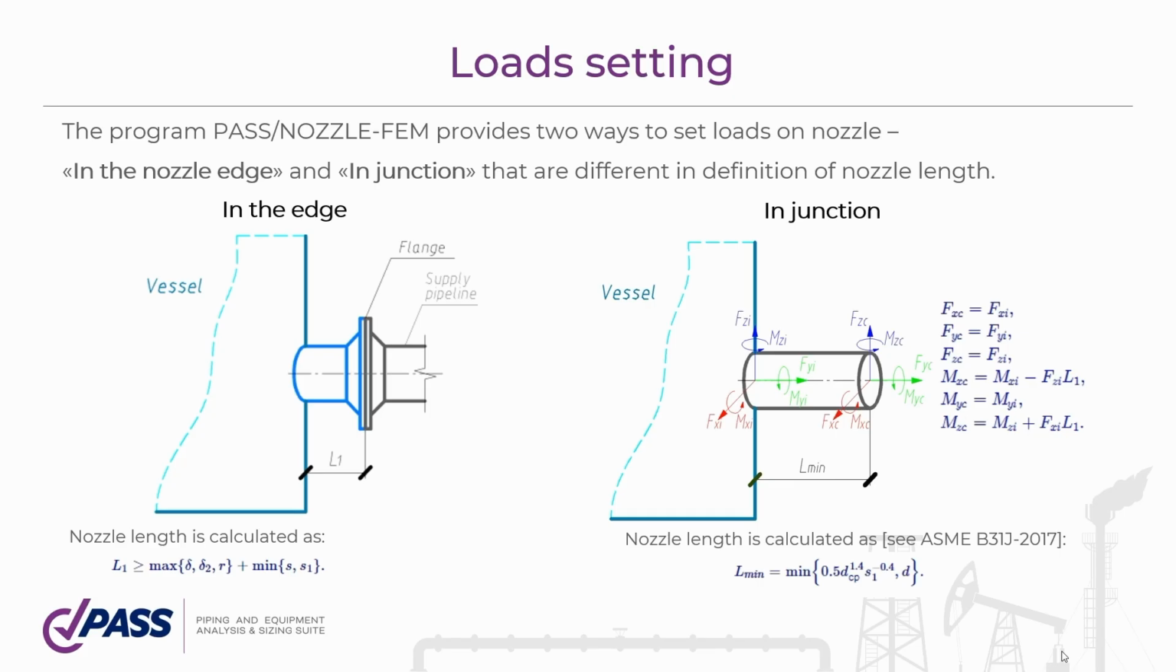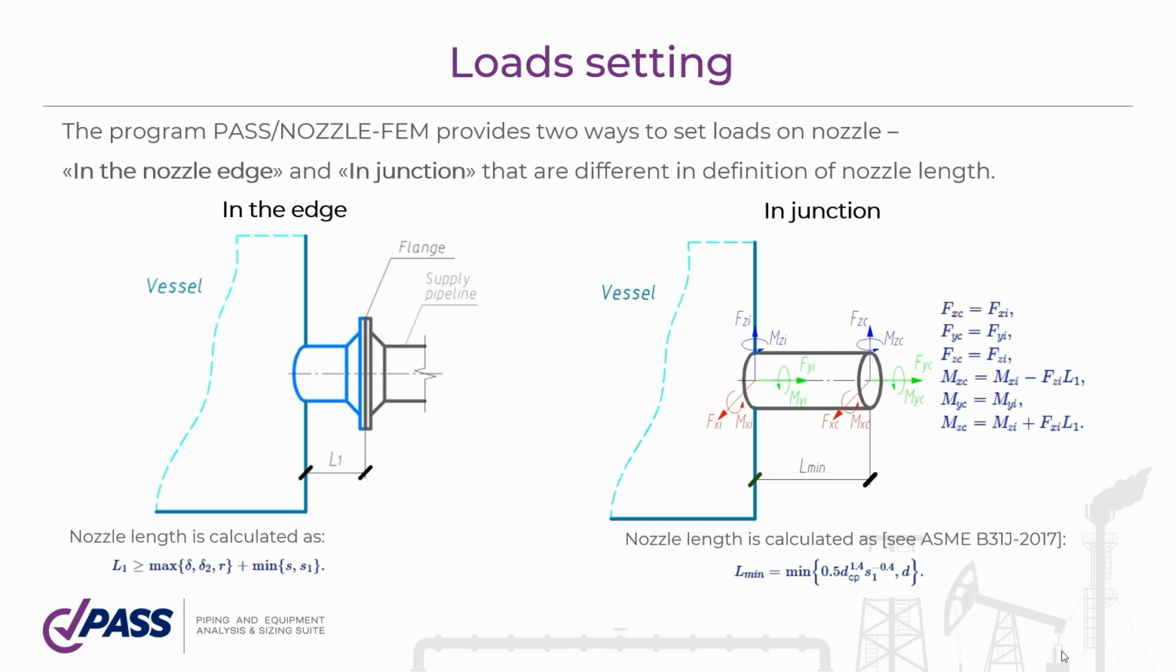Load setting. The program provides two ways to set loads on the nozzle: at the nozzle edge and in the junction. At the edge is a typical case when the nozzle and supply pipelines are connected by flange. In this case, the design scheme, including the supply pipelines, ends on the flange connection, and the design loads on the nozzle are obtained at this point.